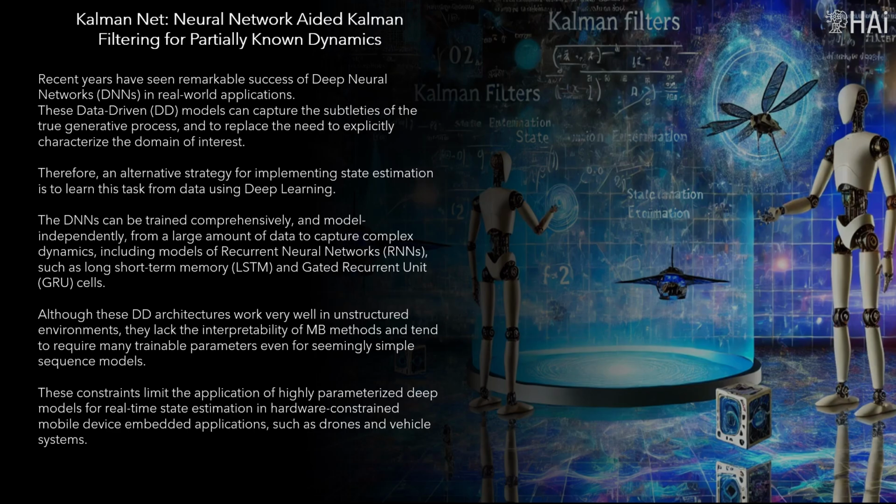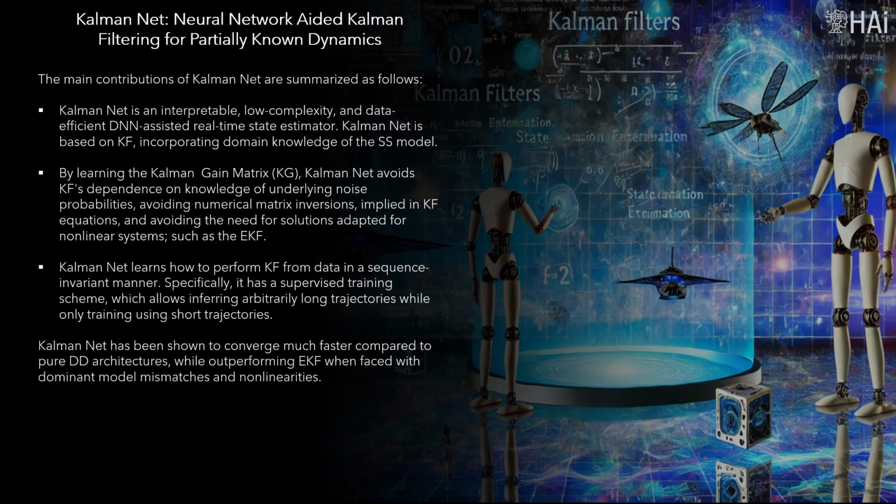The DNNs can be trained comprehensively, and model independently, from a large amount of data to capture complex dynamics, including models of recurrent neural networks, RNNs, such as long short-term memory, LSTM, and gated recurrent unit, GRU, cells. Although these DD architectures work very well in unstructured environments, they lack the interpretability of MB methods and tend to require many trainable parameters even for seemingly simple sequence models. These constraints limit the application of highly parameterized deep models for real-time state estimation in hardware-constrained mobile device embedded applications, such as drones and vehicle systems.